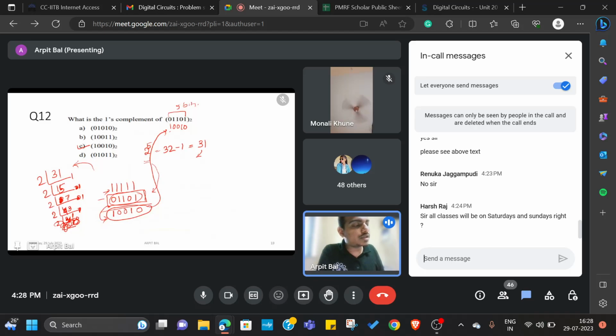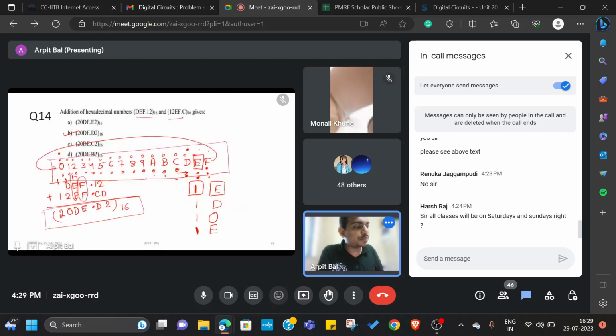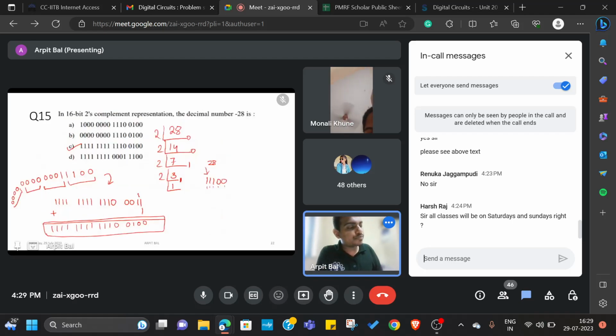We just needed to find out the ones complement of this particular number. Then we found out what was the 8-bit 2's complement form of minus 45. Then we saw how we can perform addition in a different number system instead of going back to decimal, performing the addition, and then going back to that particular number system. So we saw this number line approach. Then we performed the 16-bit representation of 2's complement of a particular number.